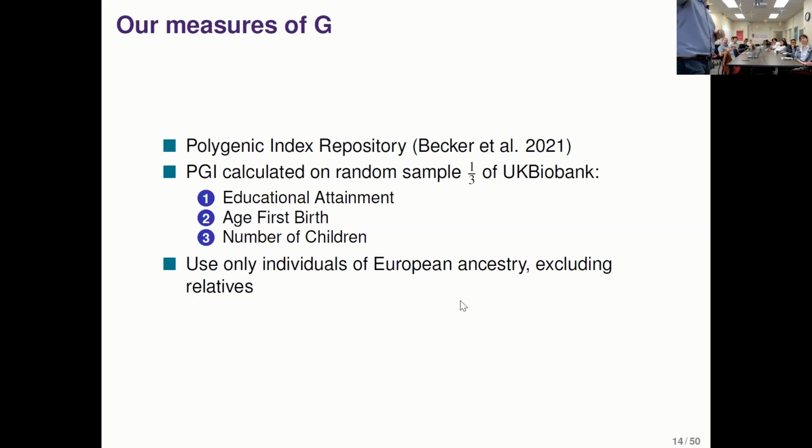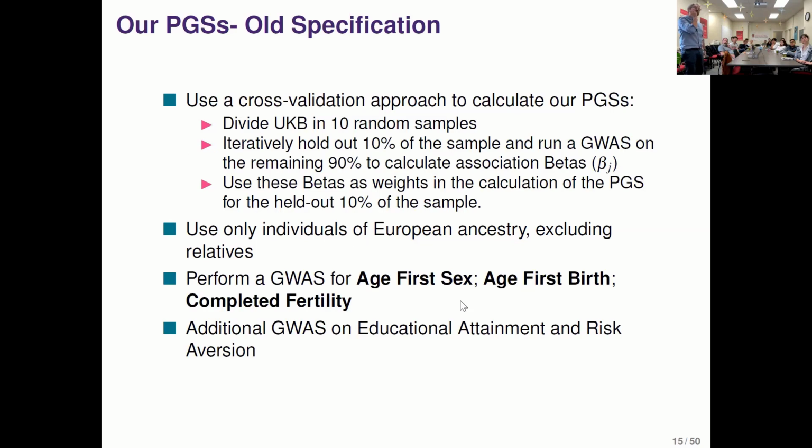So we use the scores for educational attainment, age of first birth, and number of children. We didn't use age of first sex because it's not in the PGR. We should do it ourselves with the same methodology. I know I shouldn't have said this anymore after the IGSS, but to work on a homogeneous sample, we restrict to individuals of European ancestry and exclude relatives. So this is our actual measure of G, but in the working paper that is out, we use another strategy.